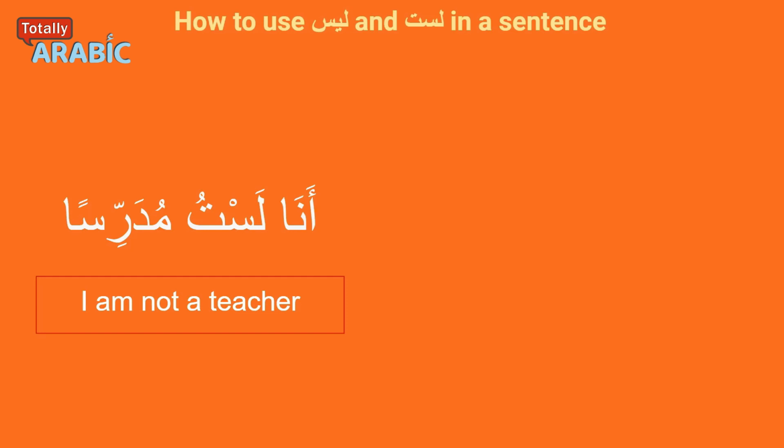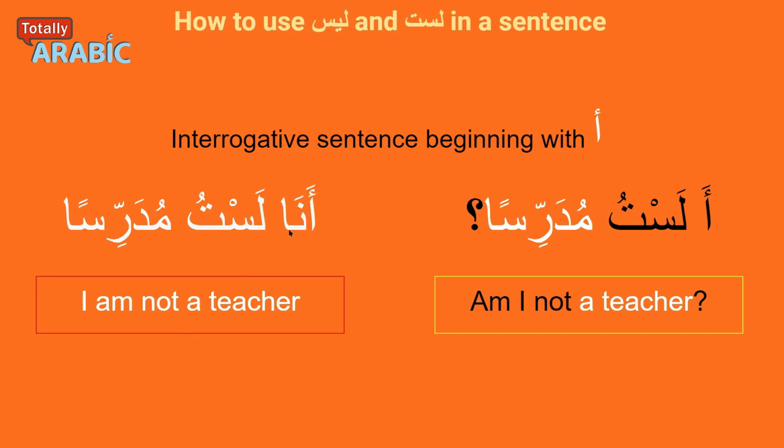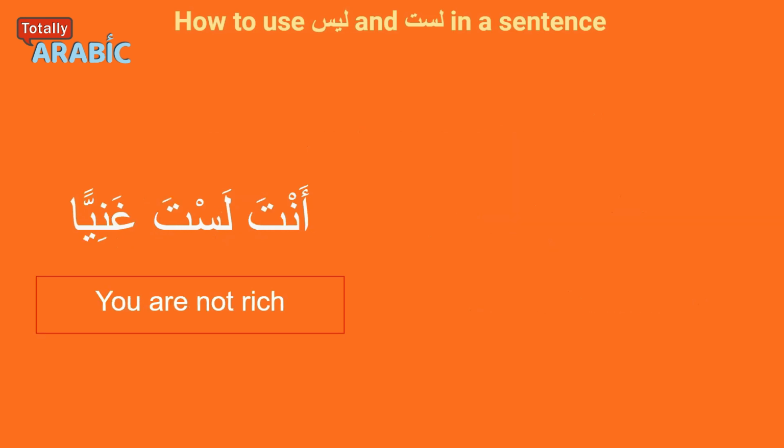So how can I make a question in the negative? What we need to do is first ignore the pronoun completely and replace it with a hamza on top of an alif and give it a fatha. Then keep لست as it is, and keep this one as it is and add a question mark. أنا لست مدرسا becomes ألست مدرسا, which means am I not a teacher? ألست مدرسا.